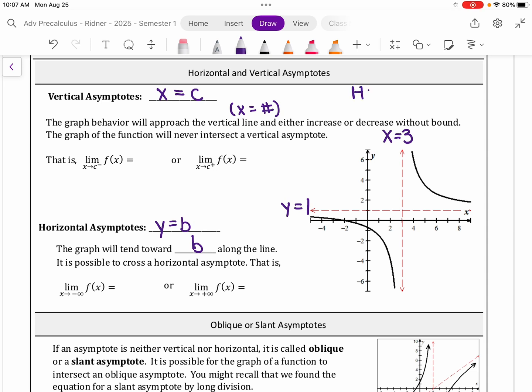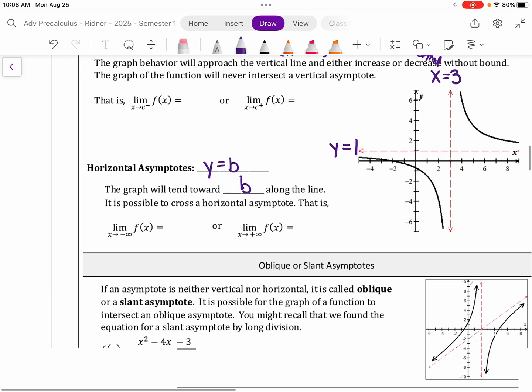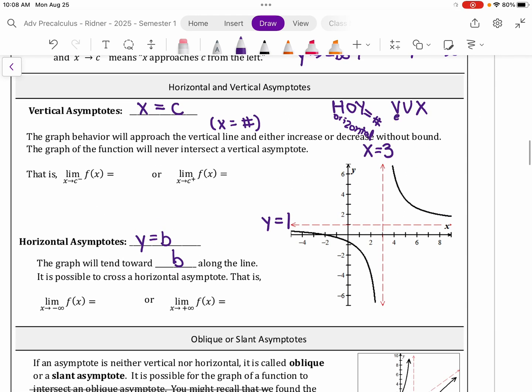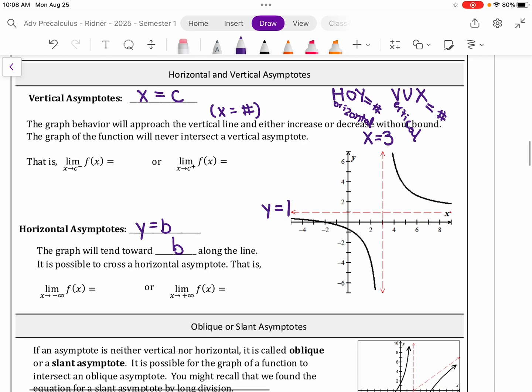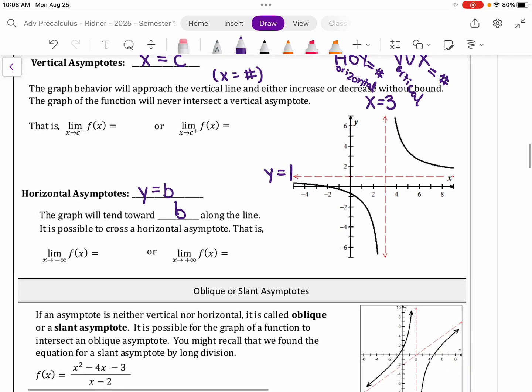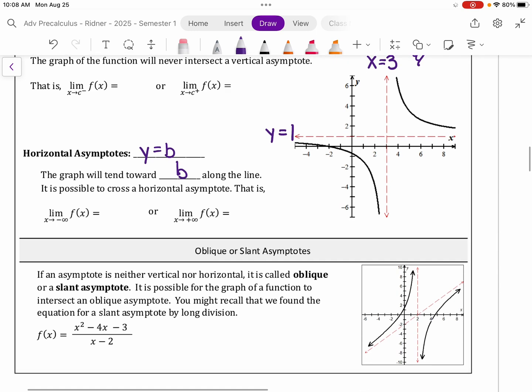Sometimes I use HOVU as a memory tool. So H means when I have a horizontal line, the slope is 0, and it's in the form y equals a number. Whereas V is for vertical. The slope is undefined. That's why there's a U there. And then it's x equals a number. This helps in remembering which one's which, because sometimes I know people get that confused. If you have your own little memory tool, that's cool too.